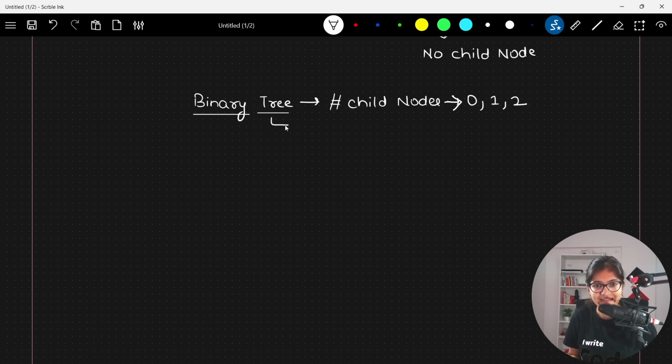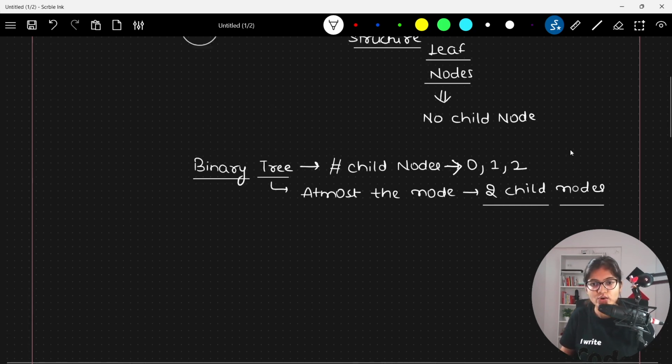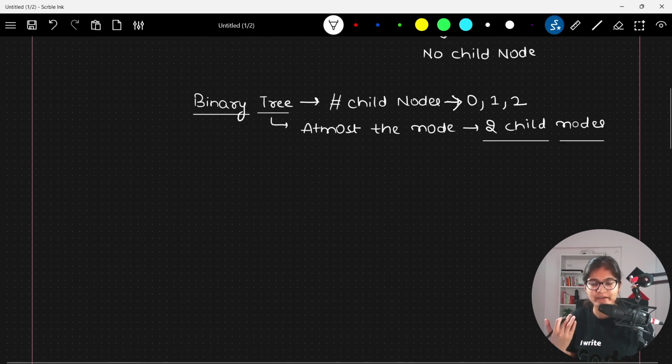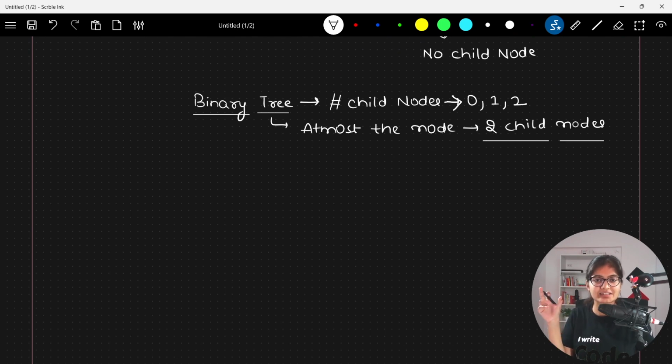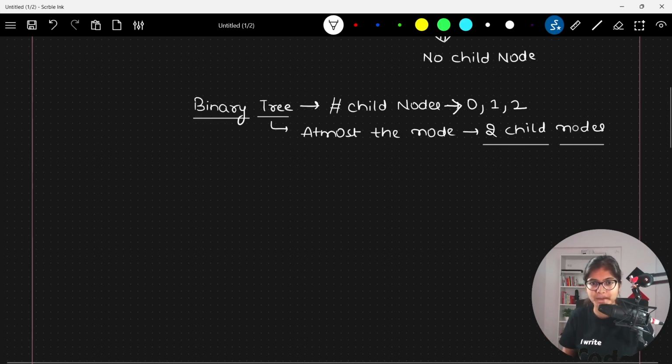A binary tree says that at most a node has two child nodes. At most, the node has two child nodes. That is the simple meaning of a binary tree, right? When I say at most, it means ज़्यादा से ज़्यादा in Hindi, meaning either it can have 0 nodes, or it can have 1 node, or it can have at max 2 nodes.